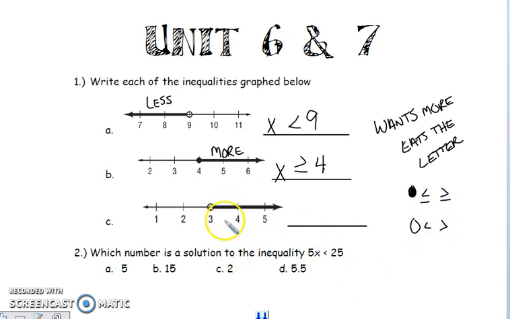Okay, last one in this, x and 3. Is it going greater than or less than? Is it going to the bigger numbers? It is, so it eats the letter because it wants more. You can think of that letter as a cookie. It wants more to eat.